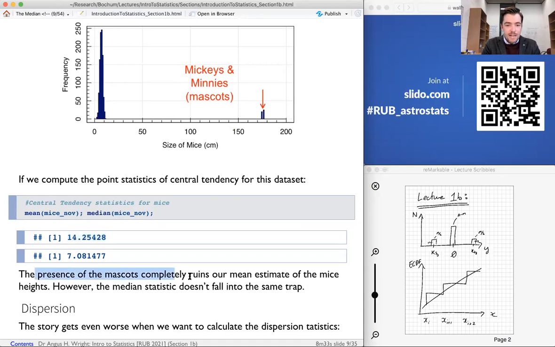So the presence of the mascots has completely ruined the mean estimate here, but it hasn't affected the median in a significant manner. And so this is demonstrating that the median statistics are considerably less sensitive to the presence of outliers than mean statistics. And that's a very, very important fundamental thing that is important to understand when starting to think about how we characterize data sets.